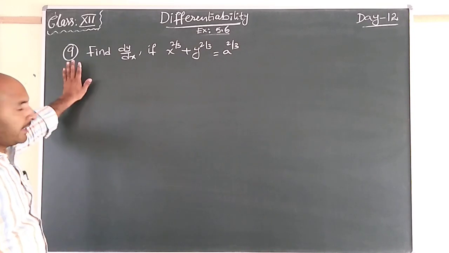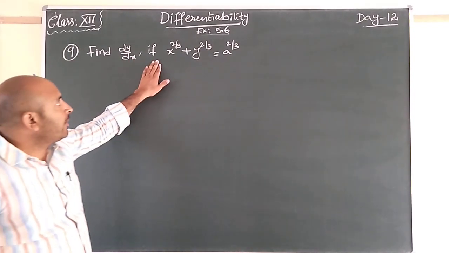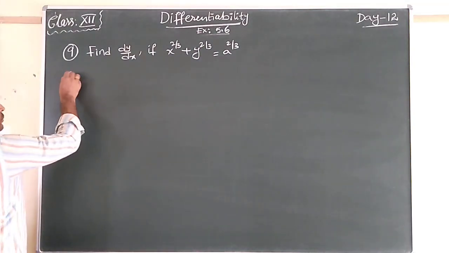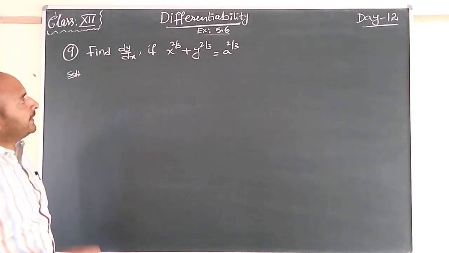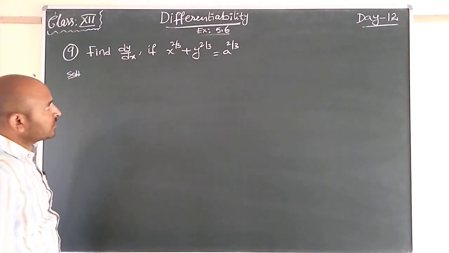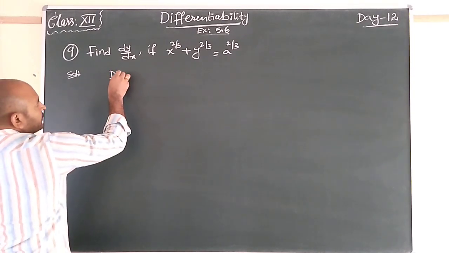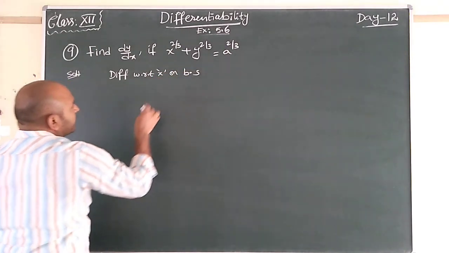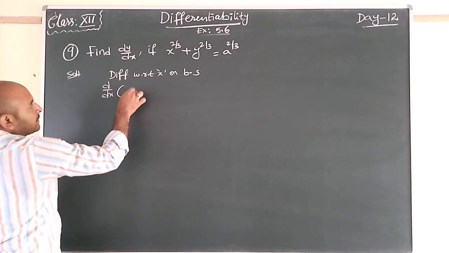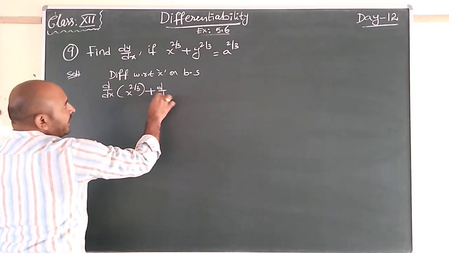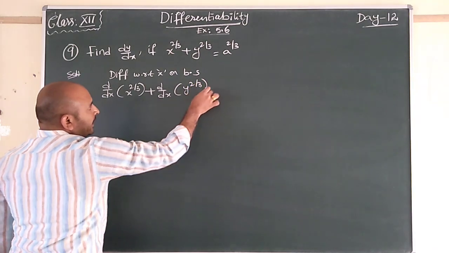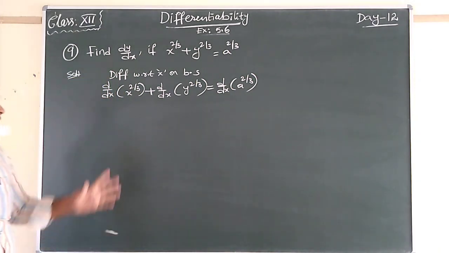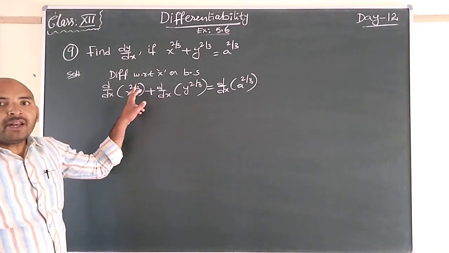Next, problem number 9. Find dy by dx if x power 2 by 3 plus y power 2 by 3 is equal to a power 2 by 3. In this question, you can apply the derivative directly with respect to x on both sides. That means d by dx of x power 2 by 3 plus d by dx of y power 2 by 3 is equal to d by dx of a power 2 by 3.